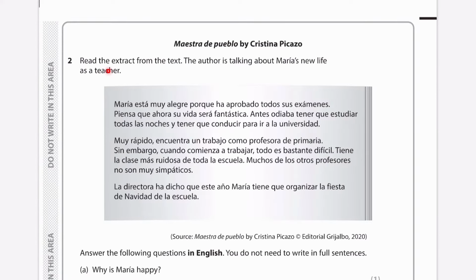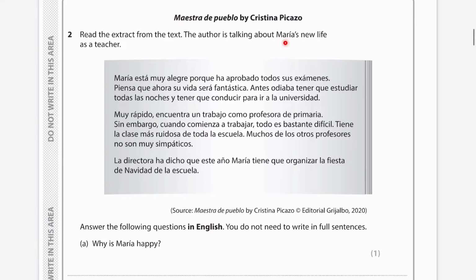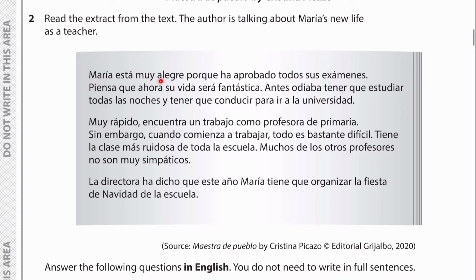Okay, read the extract from the text. The author is talking about Maria's new life as a teacher. So Maria is a character, new life as a teacher. So María está muy alegre porque ha aprobado todos sus exámenes. Piensa que ahora su vida será fantástica. Some keywords. So María is happy because she has passed all her exams, and she thinks her life from now on will be fantastic, fantástica. Antes odiaba, she hated, odiaba tener que estudiar todas las noches y tener que conducir para ir a la universidad. So two things she hates, odiar is to hate, having to study and having to drive to go to university.